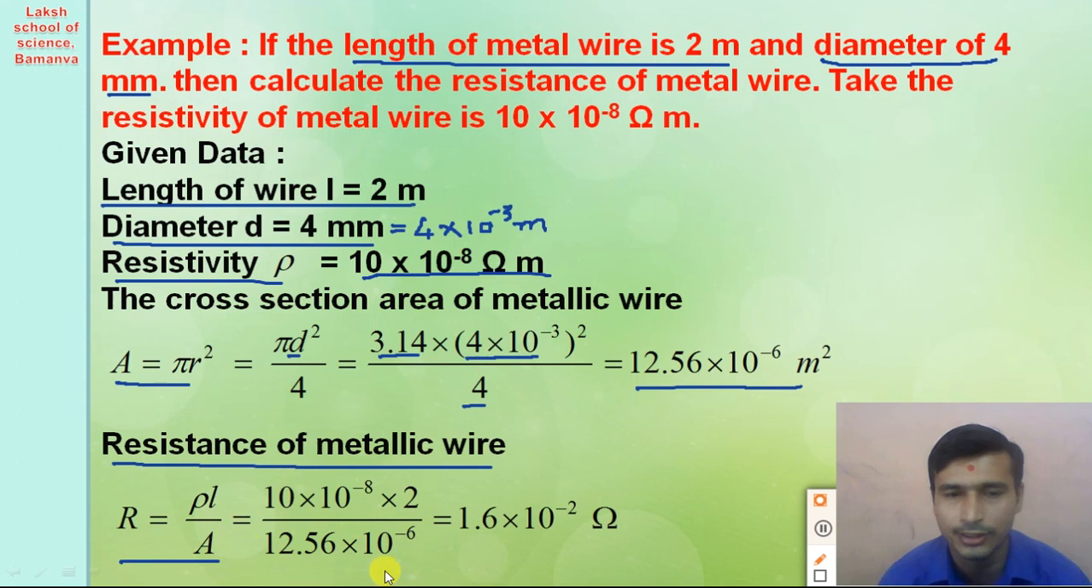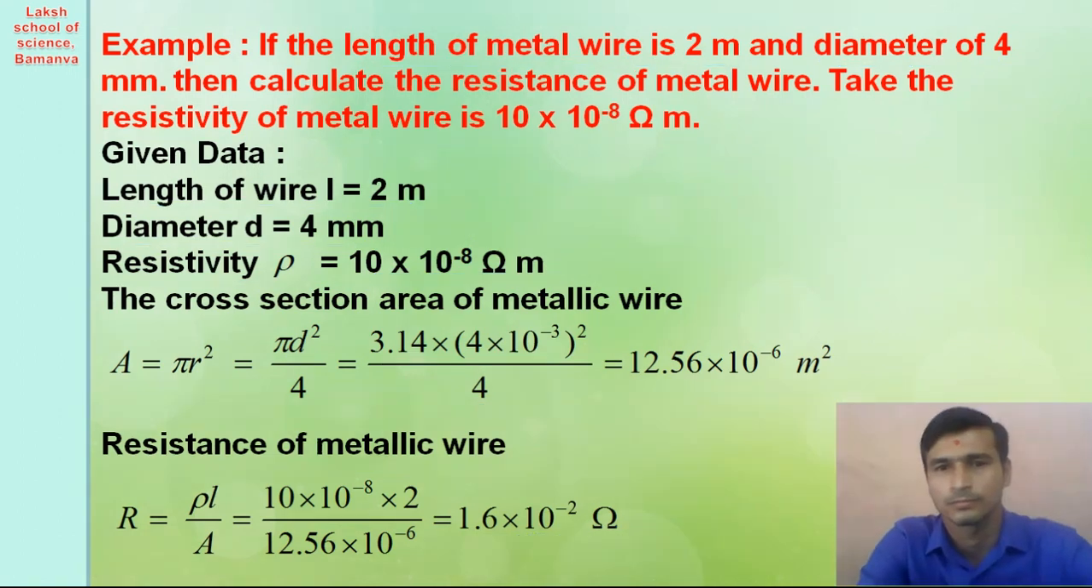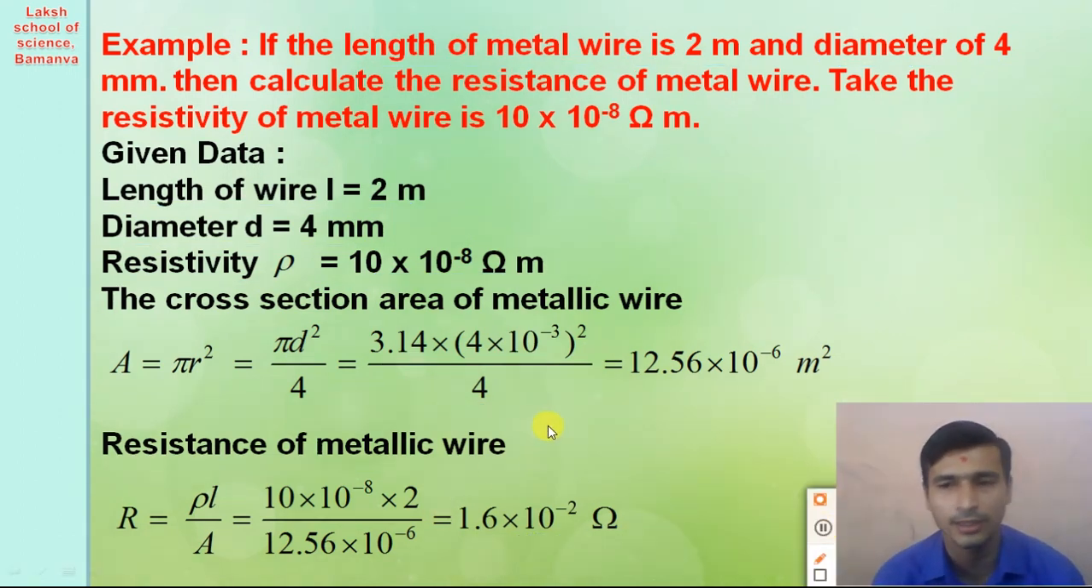If we calculate this value, we get the resistance of the conductor as 1.6 into 10 raised to minus 2 ohm. Ohm is the unit of the resistance. So this way we can calculate the resistance of the metallic conductor. Now if the resistance and length of the conductor are given to you, and the cross section area is given to you, we can easily calculate the resistivity of the metallic conductor.